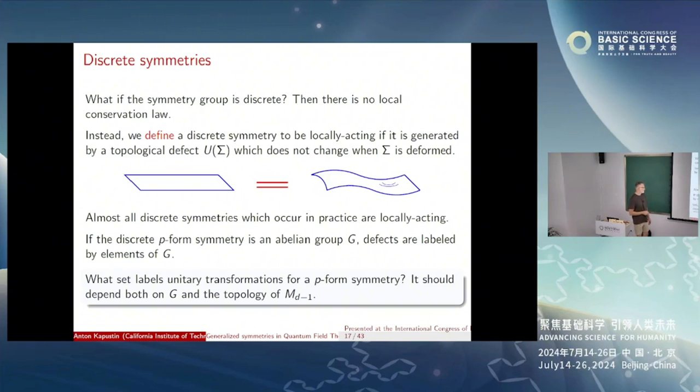Now, the fact that defects are labeled by elements of some commutative group G doesn't mean that unitary transformations in the Hamiltonian picture are labeled by these defects. We already saw that, say, for continuous symmetries, what labels unitaries is not the group G itself, but, for a continuous symmetry with one parameter, degree p cohomology of the spatial manifold. In general, when you have some group G, not just the one parameter group, then the unitaries depend on both G and the topology of this manifold. So let's look at what these unitaries are labeled by.